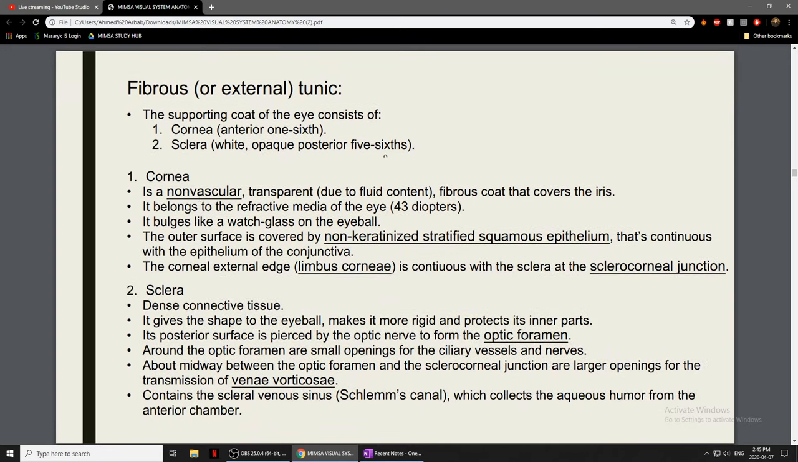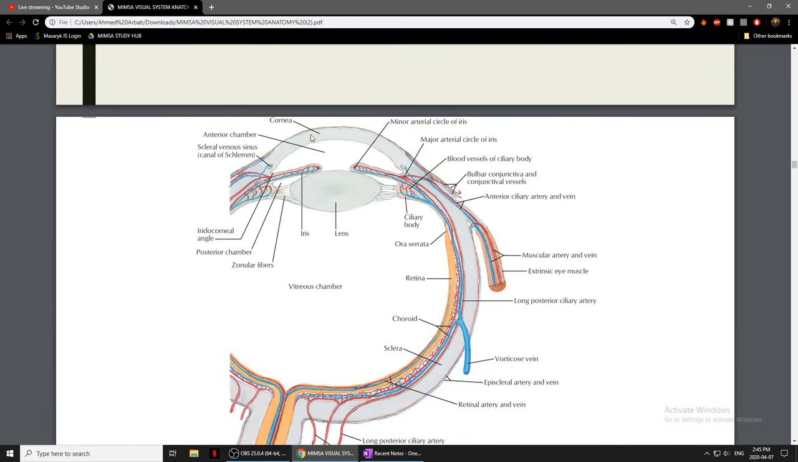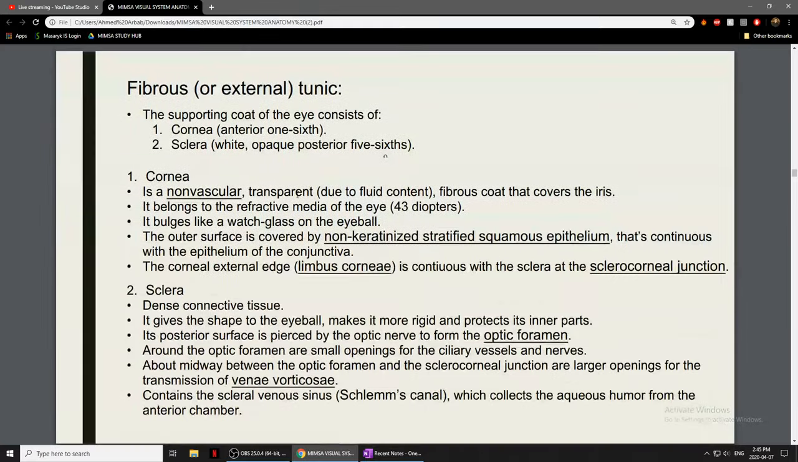So the cornea is an avascular transparent fibrous coat that covers the iris. This right here is the iris, and the cornea covers it. And of course, it's also a refractive medium of the eye. It has 43 diopters. It doesn't really matter. You guys will learn this later on in ophthalmology, so it really doesn't matter that you know this right now. It's just cool to know, because it's a major refractive apparatus in the eye, the one with the highest refractive potential, or refractive index.